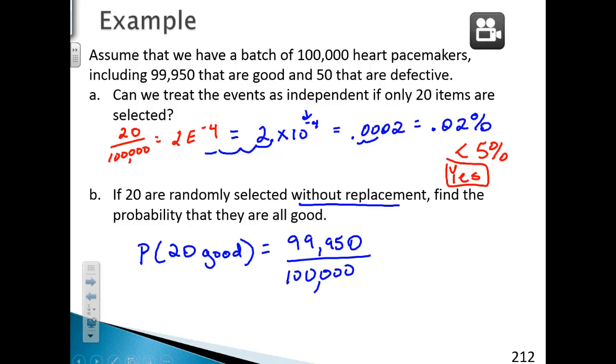Now, we can multiply that by itself 20 times, but it's much easier just to raise that to a power of 20. So, use your calculator, make sure you put parentheses around the fraction, raise that to the 20th power, and you should get 0.990. So that tells us that there is a very large chance, 0.99, that's almost 1, right? So that's almost 100% chance of getting all good if we select 20 out of 100,000.